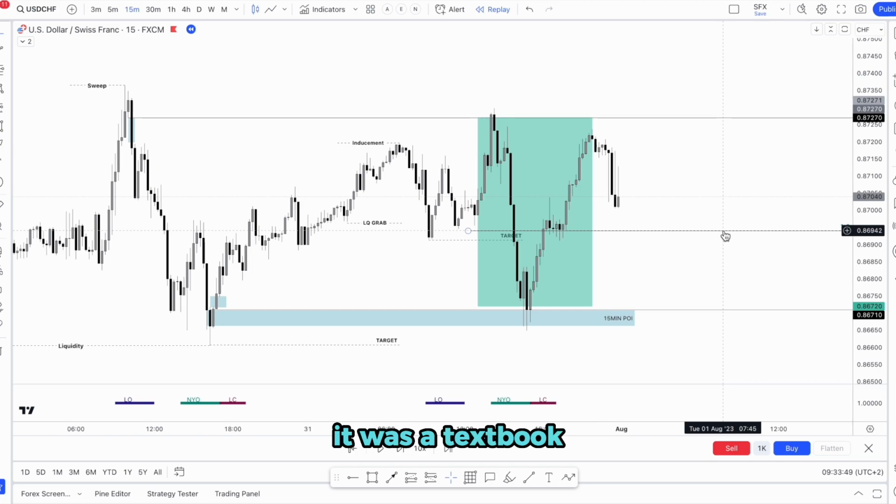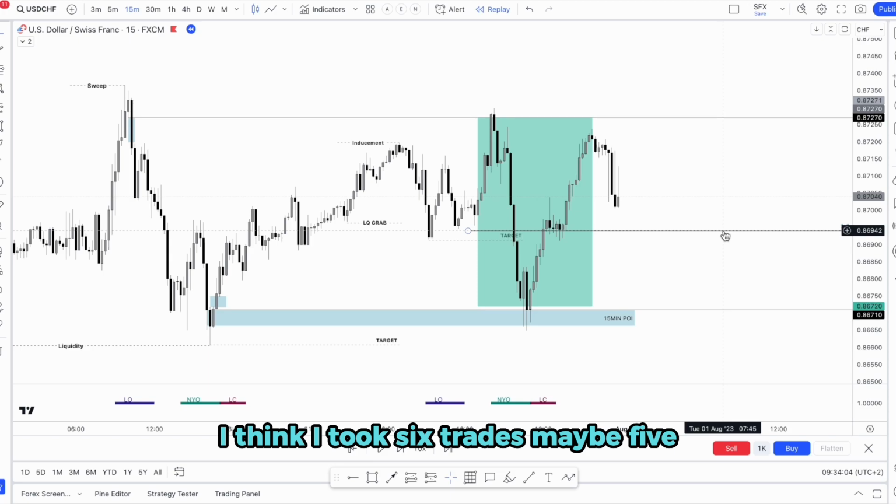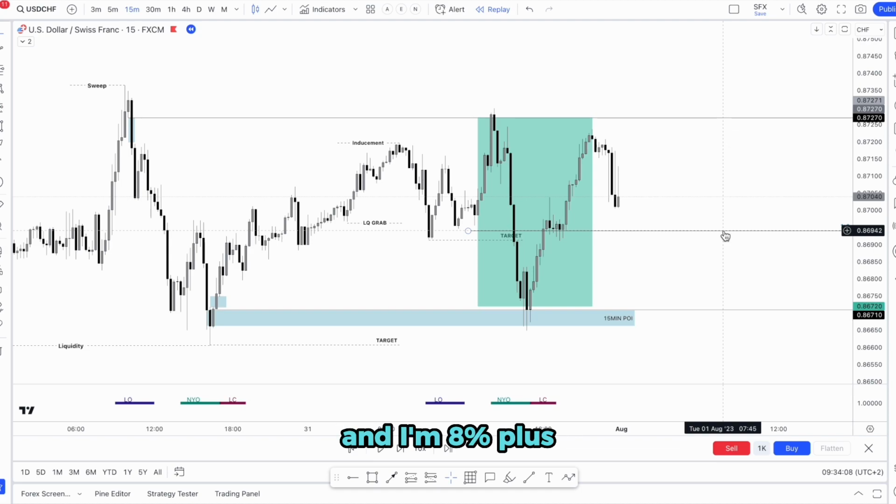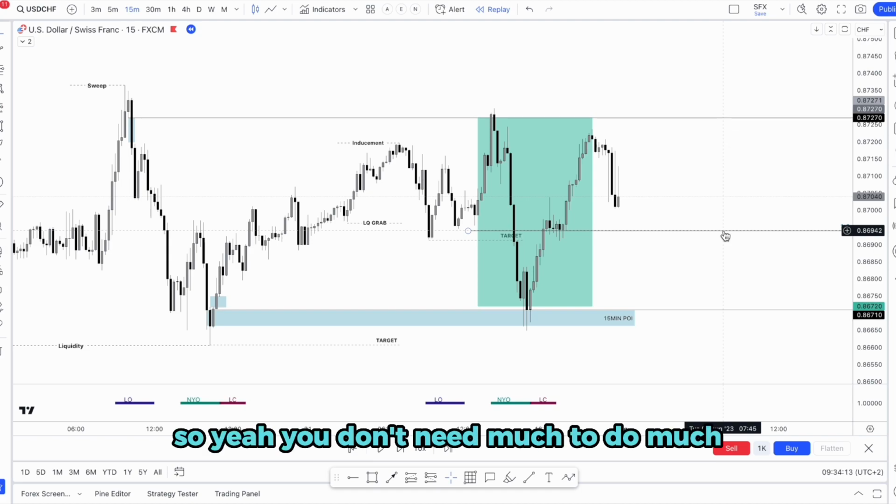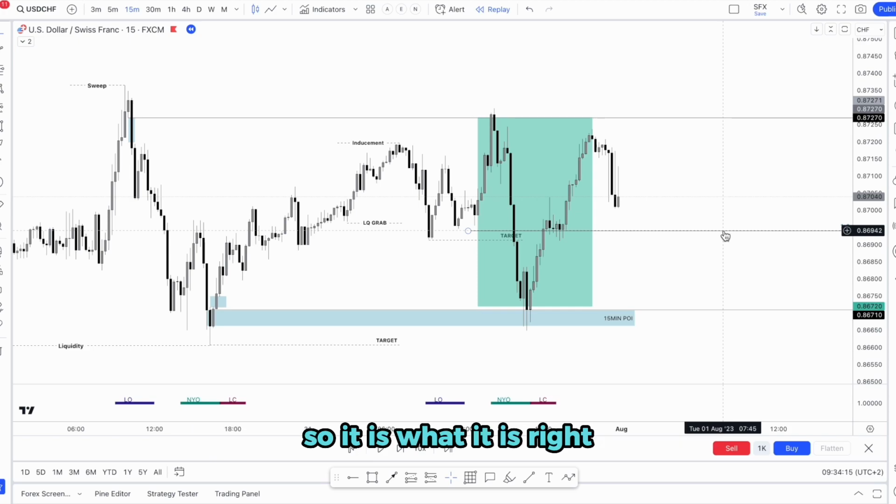It was a textbook. Now remember that you only want to trade the setups that have a lot of confluences. You want to be patient, because I think I took 6 trades, maybe 5, something like this. I don't know for sure. This month I'm 8% plus. So yeah, you don't need to do much. So it is what it is, right?